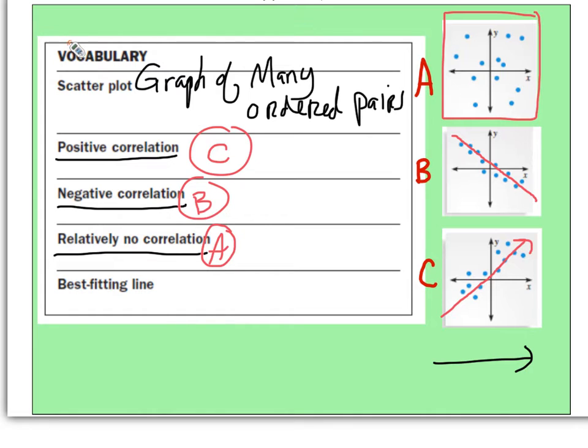Here's how you can tell, by the way, too. Definition for positive correlation. As X increases, I'm going to put an up arrow, Y will also increase. They move in the same direction. Negative correlation, as X increases, I see the Y's decrease.